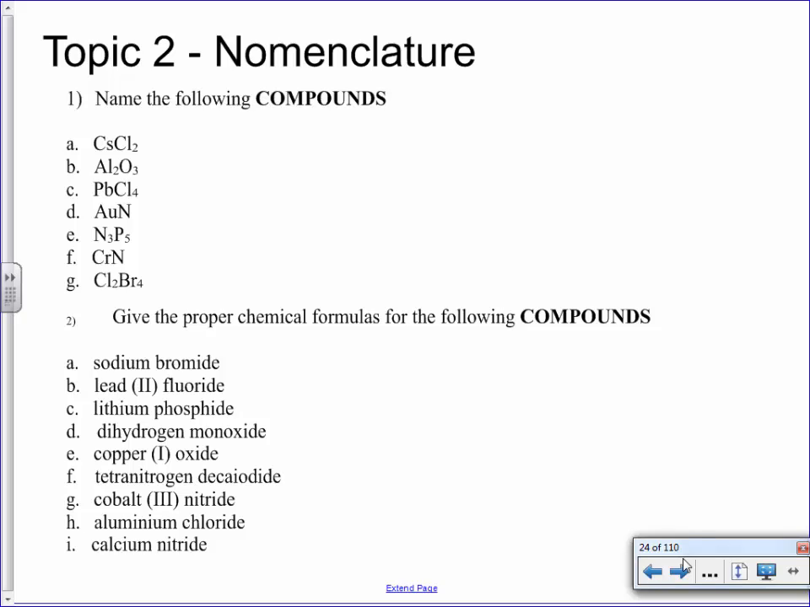Cesium chloride, aluminum oxide. The next one requires a Roman numeral. It is lead 4 chloride. We'll talk about Roman numeral stuff in case you don't remember. The next one is gold 3 nitride.